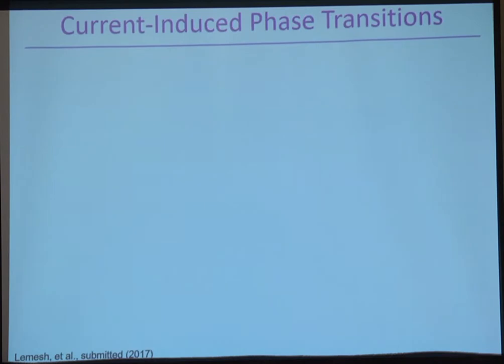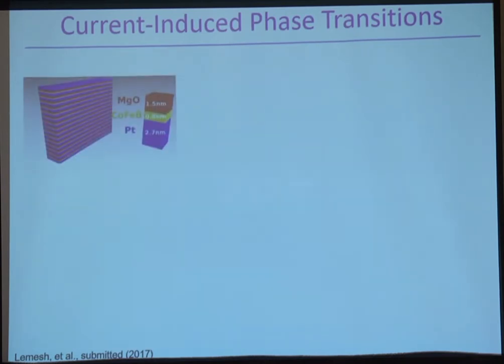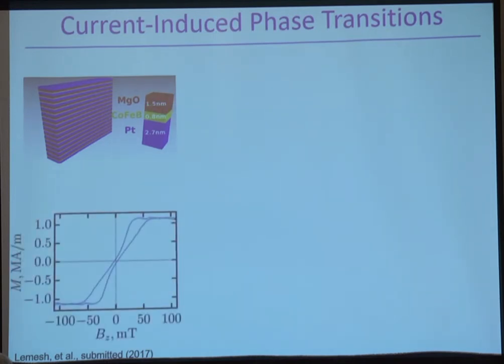So this is deterministic generation. But it requires defects. I want to go back now to thermal generation of magnetic skyrmions. Not generation, but a transition between stripe phase and skyrmion phase that we've also observed in these materials. So we go back to this kind of multilayer stack, the platinum, cobalt iron boron, MgO, which is a very low-pinning material. And we make another structure.